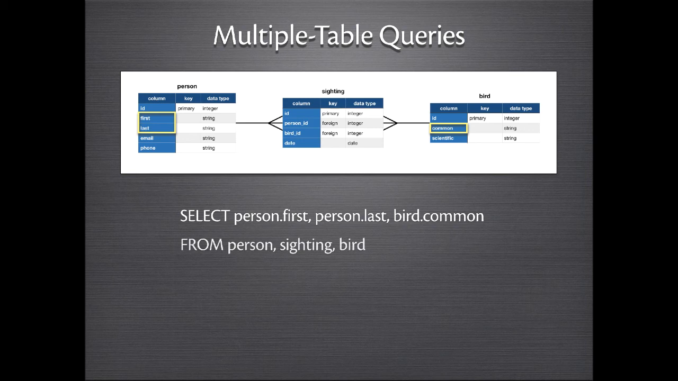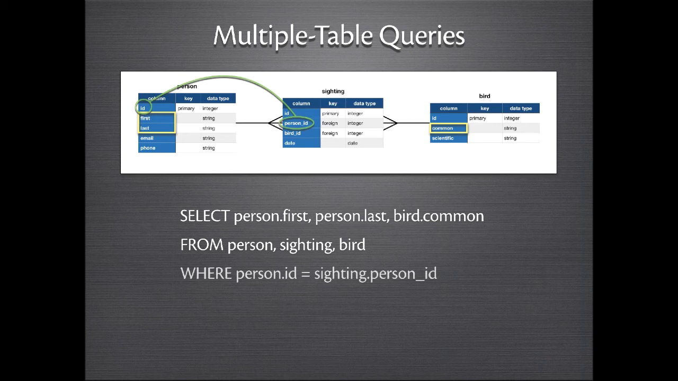Now I need all 3 of those tables because I can't get from person to bird unless I go through sighting. There's only one path through the forest here, and I have to go through the sighting table. So obviously I need all 3 of those, person and sighting and bird. Can I list those in any order? Absolutely. It doesn't matter one bit. I usually go, again, left to right, just to make sure that I'm catching everything, but you can do it any way you want to.